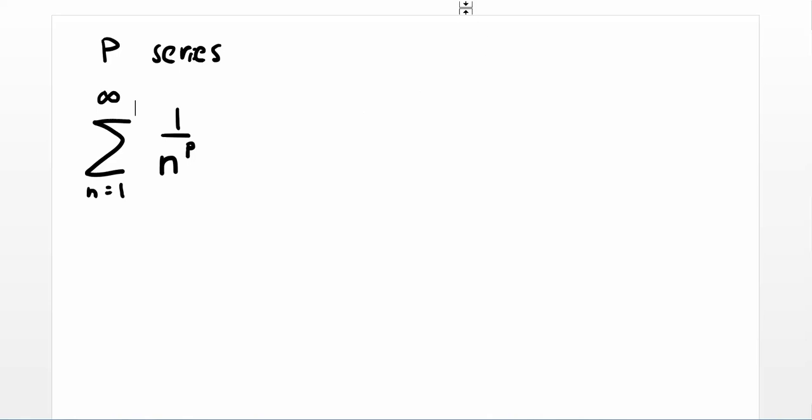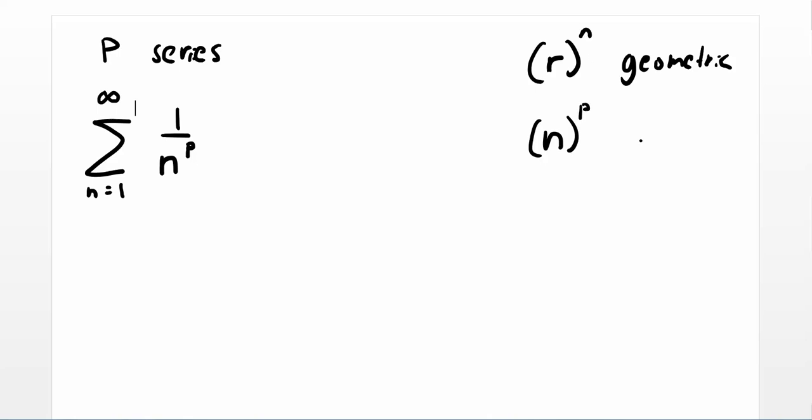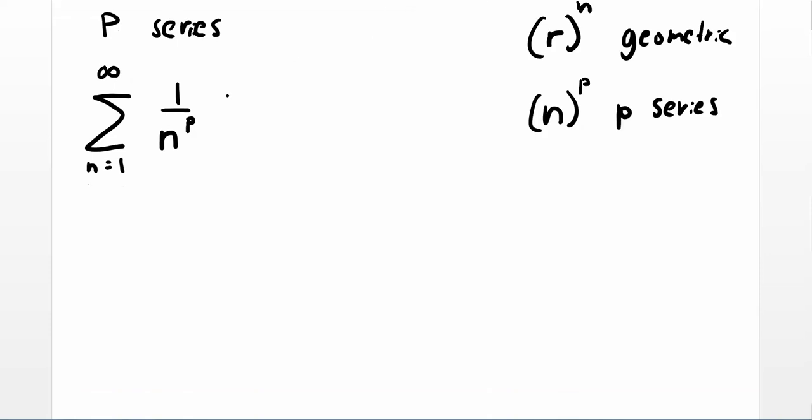Do not confuse this with the geometric series where you have r to the n. It's geometric. And a P series is n to the p. I can't stress enough how important it is to be able to differentiate between the two. A P series is the variable to a number. A geometric series is a number to the variable. You have to approach them differently.